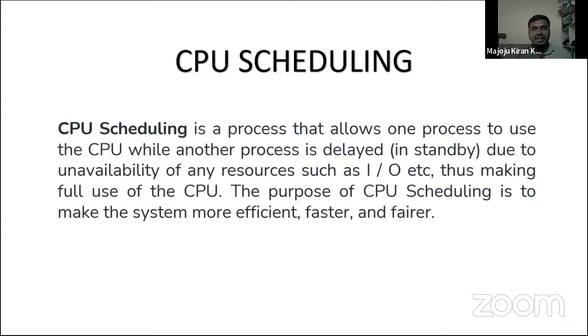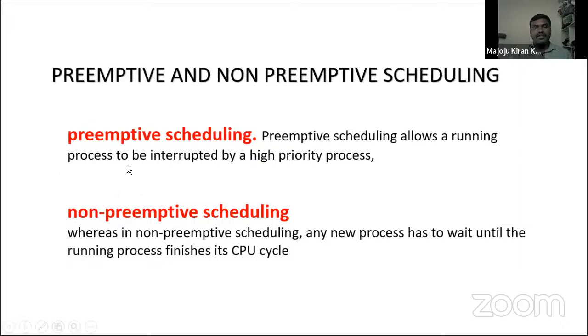The CPU scheduling allows what? All the processes are executed in a controlled manner, in a concurrent manner. That is the purpose of CPU scheduling. And when we talk about schedulers, there are two types of scheduling: preemptive and non-preemptive scheduling.